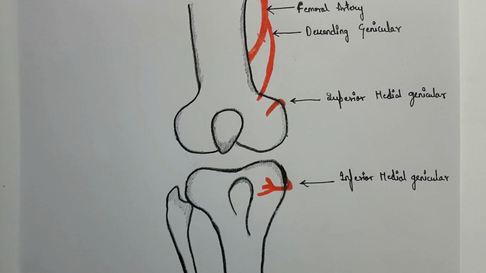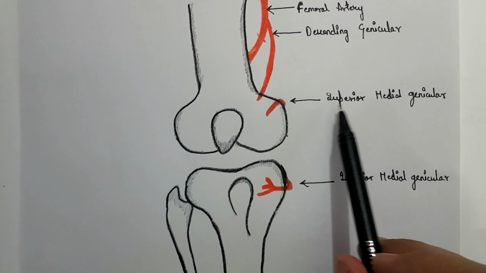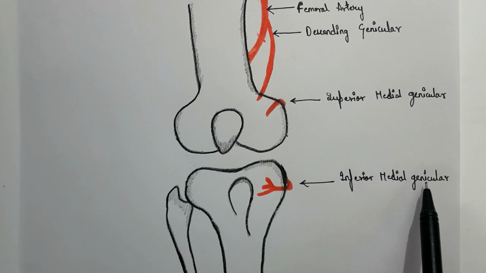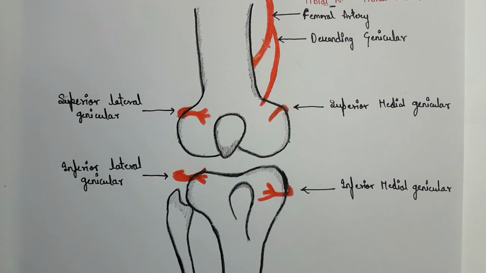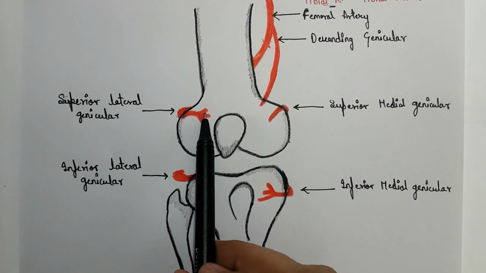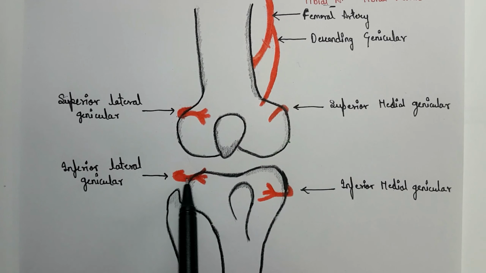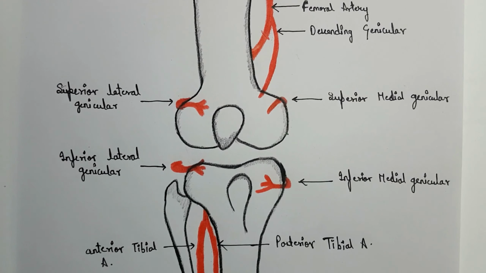In this diagram, you could easily see that the superior medial genicular and the inferior medial genicular branches of the popliteal artery now enter the anterior aspect of the knee joint. And similarly, the superior lateral genicular and the inferior lateral genicular arteries of the popliteal artery as well.